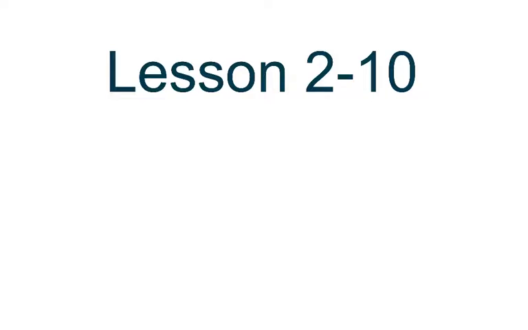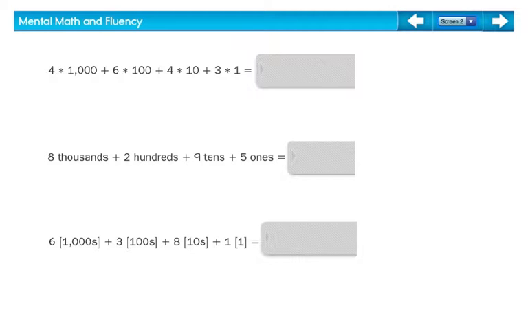In Lesson 210, we're going to review a little bit about place value and then practice unit conversion. So you'll need your whiteboard marker and eraser, and your math journal. So let's go ahead and number 1, 2, and 3 on your whiteboard.